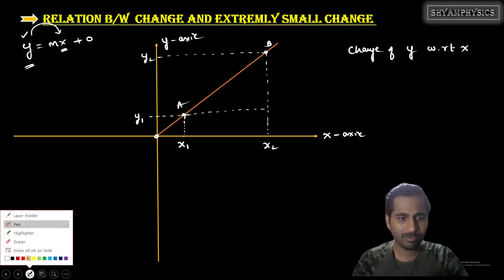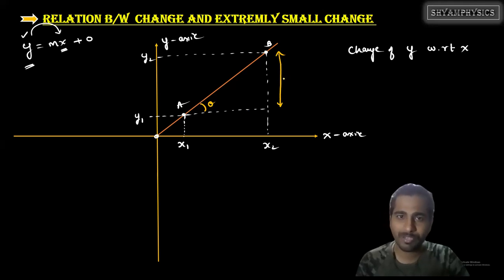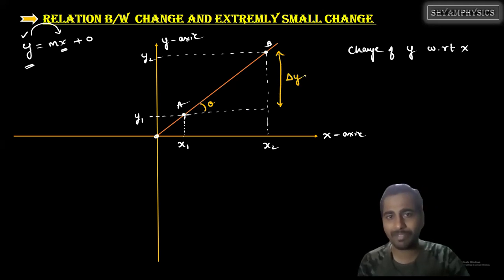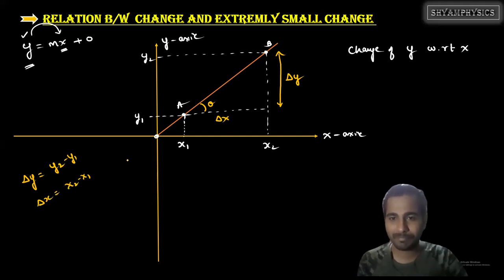Now this is the opposite side for this angle theta. In the slope, we can call this delta y. The adjacent side is delta x. Delta y stands for y2 minus y1, and delta x stands for x2 minus x1.